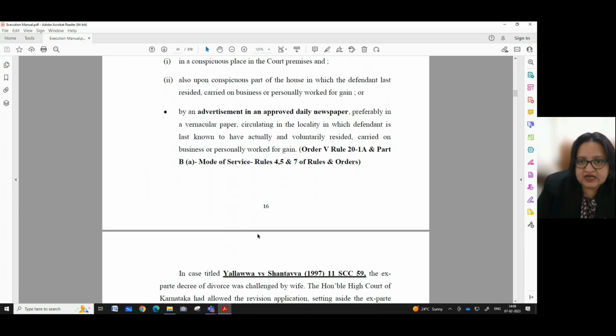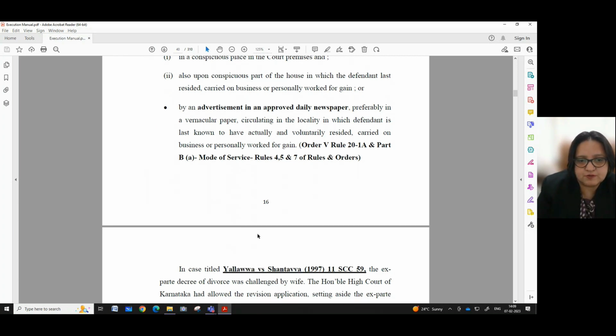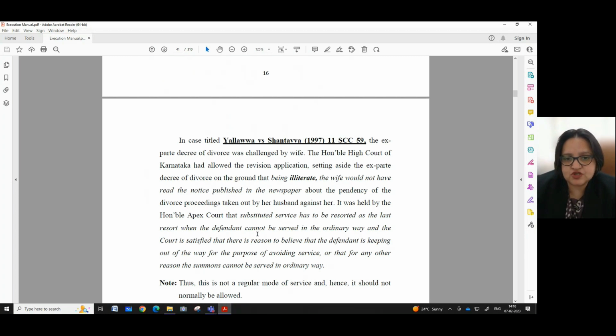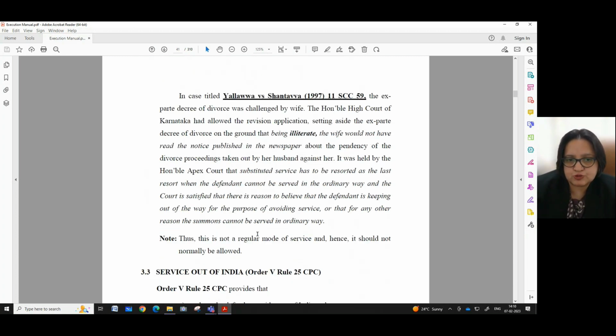Order 5, Rule 21A and Part B, small a, mode of service, Rules 4, 5, and 7 of Rules and Orders. In the case titled Yalava versus Shantava, 1997, Volume 11, Supreme Court Cases 59, the ex parte decree of divorce was challenged by the wife. The Honorable High Court of Karnataka had allowed the revision application, setting aside the ex parte decree of divorce on the ground that, being illiterate, the wife would not have read the notice published in the newspaper about the pendency of the divorce proceedings taken out by her husband against her.